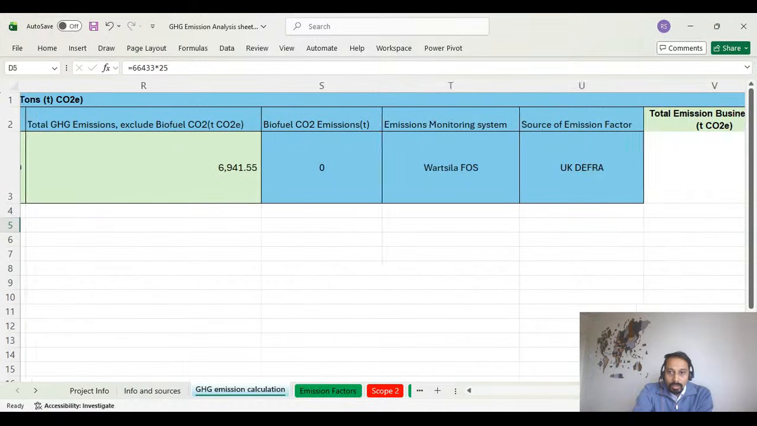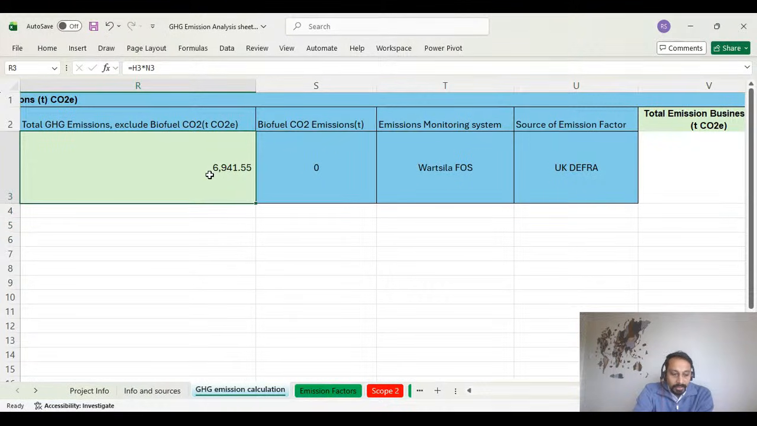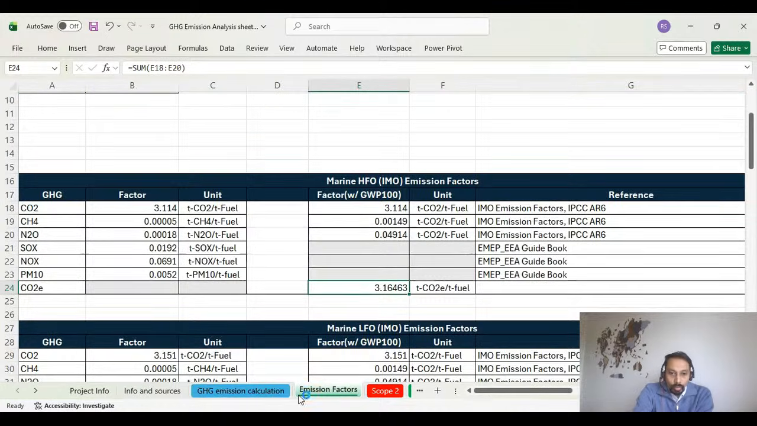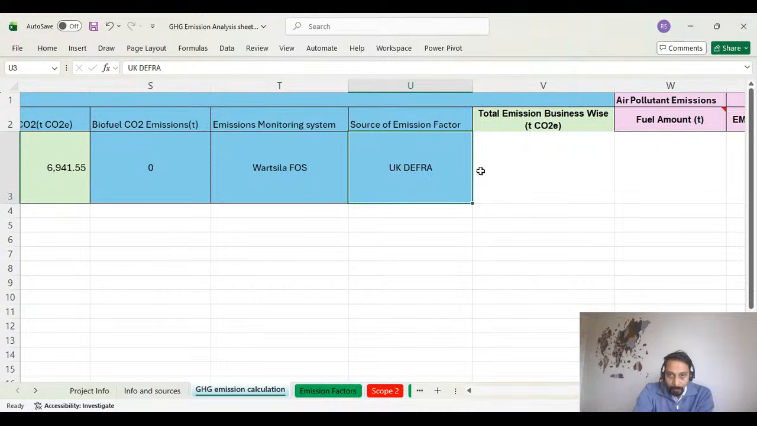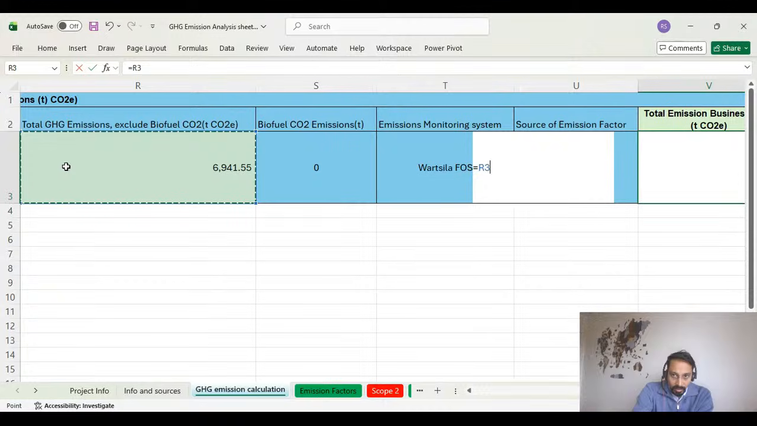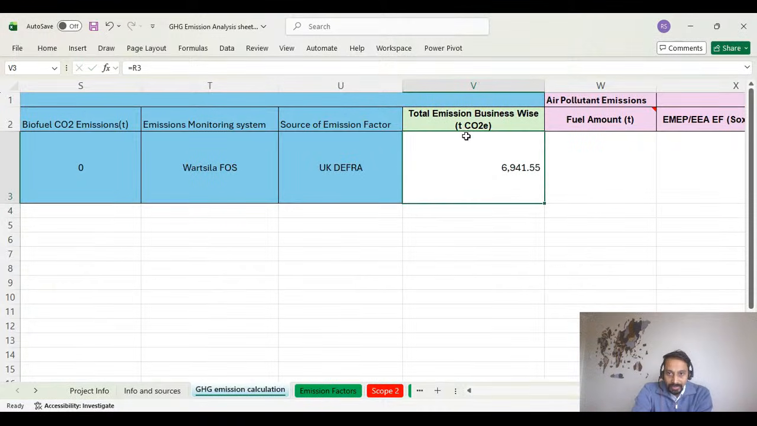Now let's move into another row. Here we have already seen that it is calculated by the total fuel multiplied by the emissions factor. You have to understand how the emissions factor works, and you have to mention that in your Excel if you are doing an Excel calculation. Here you can see that the biofuel CO2 emission is zero since there is no biofuel utilized by the vessel. The monitoring system is that the supplier or operator has utilized the fuel. The source of the emission factor is UK DEFRA, and ultimately the overall total emissions for scope 1 is this. So you can utilize the whole thing.